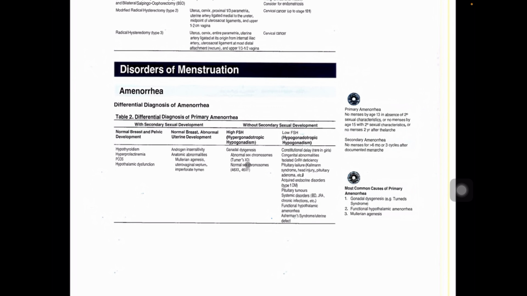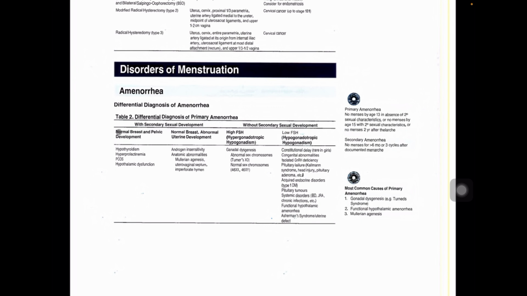The chromosome genome is XO, and normal sex chromosome 46 either XX or 46 XY. Okay. Now, with low FSH, hypogonadotrophic hypogonadism, that could be with constitutional delay, rare in girls, congenital abnormalities, isolated GnRH deficiencies, pituitary failure like Kallmann syndrome, head injury, pituitary adenoma, acquired endocrine disorders, type 1 diabetes, pituitary tumors, systemic disorders like IBD, autoimmune related disorders, functional hypothalamic amenorrhea, Asherman syndrome, and uterine defects. So this is with low FSH.